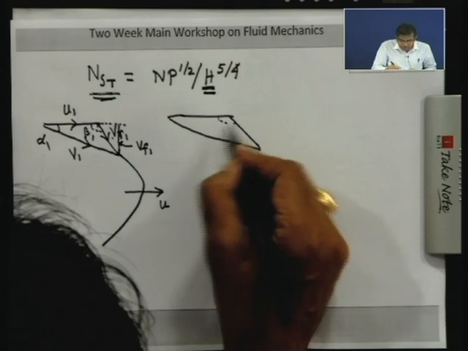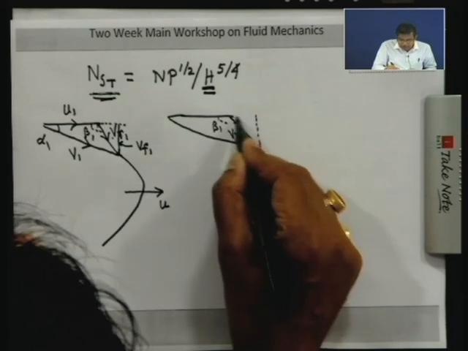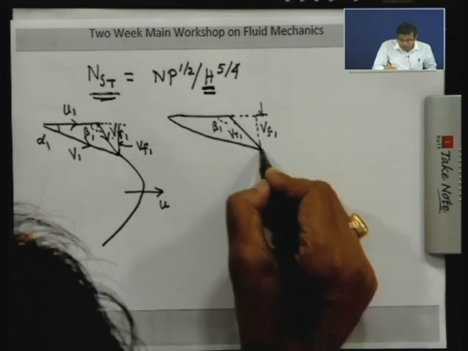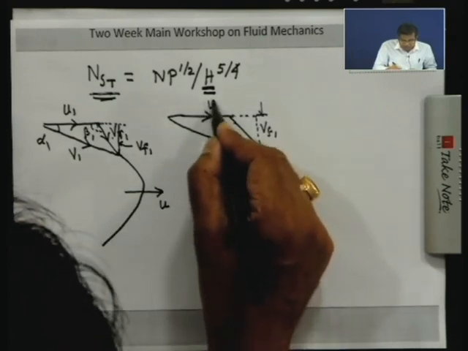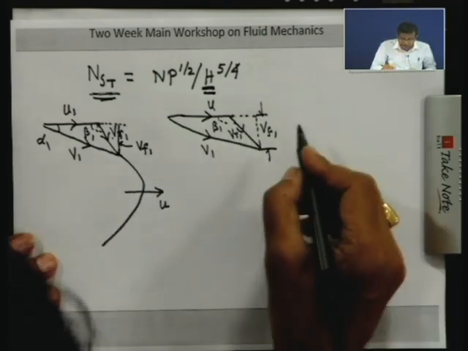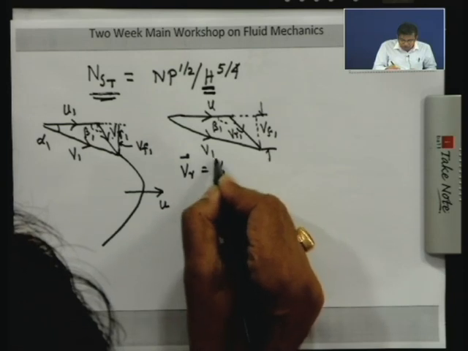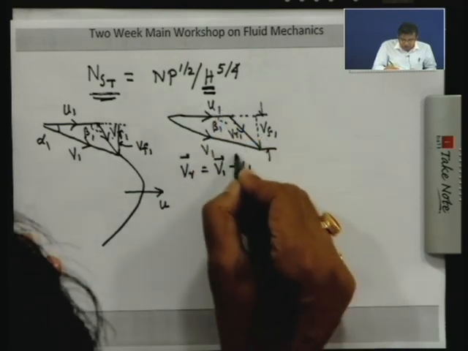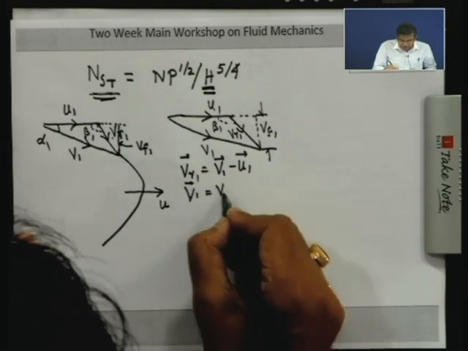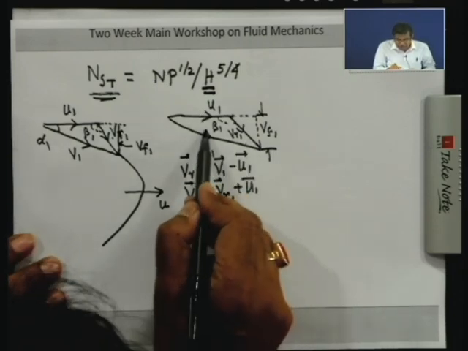So, this is beta 1, this is Vr1, so that you can see this clearly. This is Vf1. Well, you have to understand this very clearly. This is V1 and this is Vr1. And you see here Vr1 is equal to V1 minus U1, so that you can write V1 as Vr1 plus U1. So, you draw the triangle like that, U1 plus Vr1 becomes equal to V1.